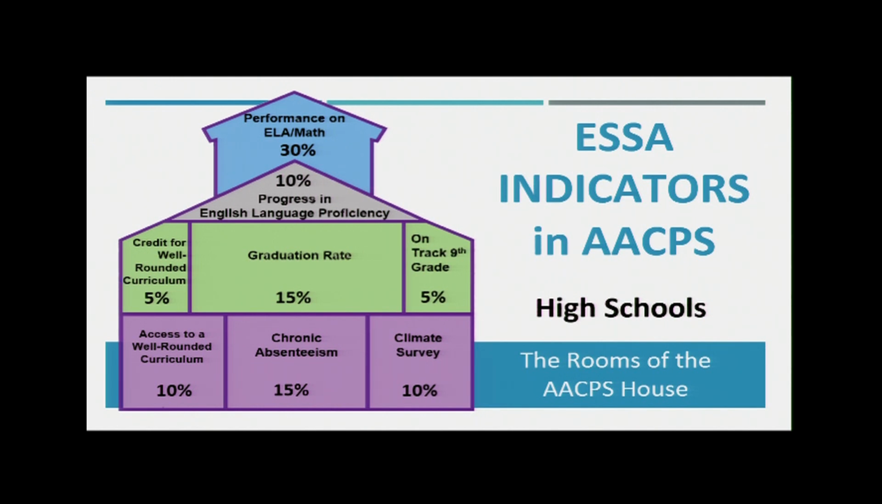So the only difference besides the percentages is in the green section of the house for high school. That growth component has been replaced by graduation rate and on track for 9th grade. So what does this report card look like that came out yesterday? We have a snapshot for you. We'll get you more. The websites for the state's been down most of the day.